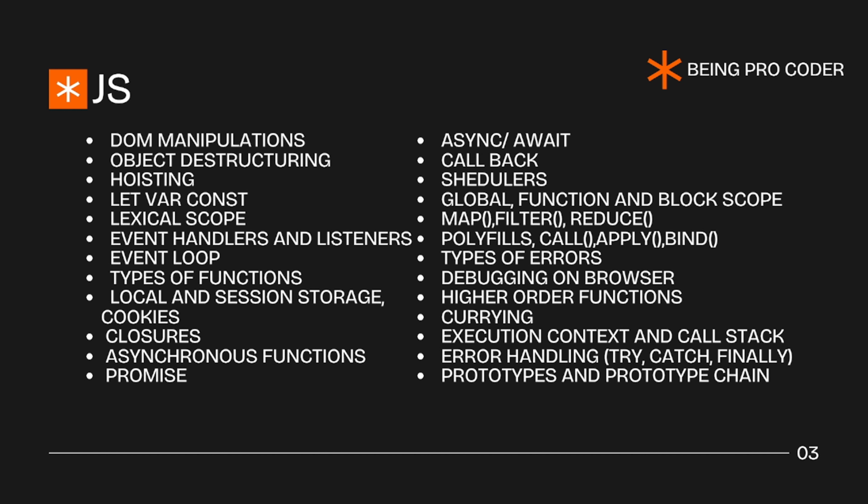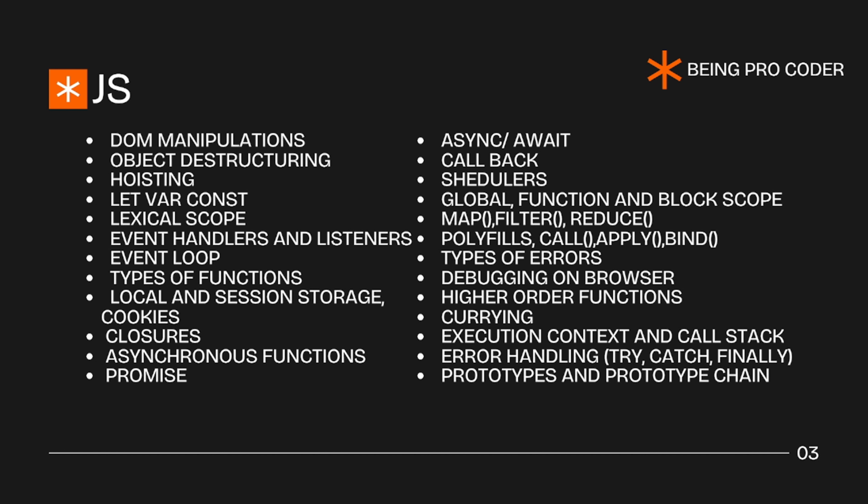In object destructuring, extracting the values from objects and assigning them to variables. Next, with hoisting, moving variables and function declarations to the top of the scope. We learn from the hoisting. Let, var, and const are three keywords for declaring variables with different scoping rules. Lexical scope, the scope where a variable is defined, based on the physical location of the code.